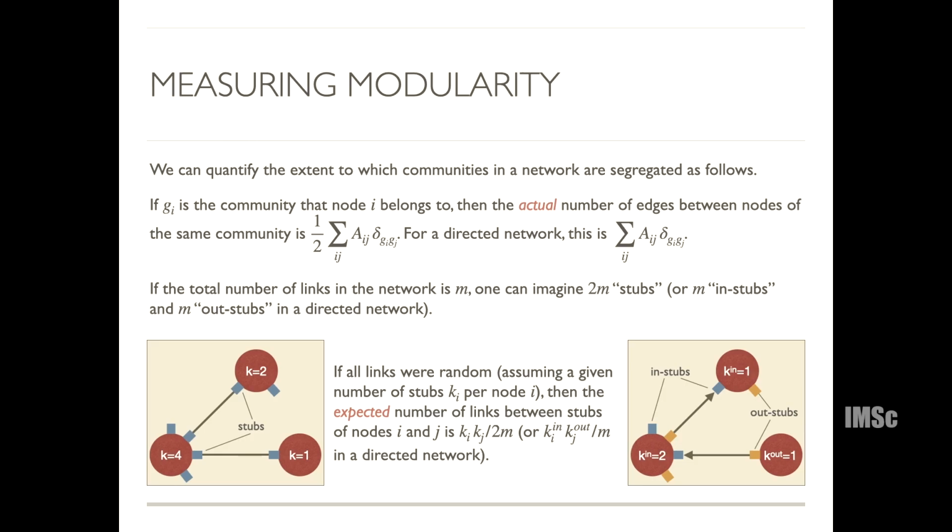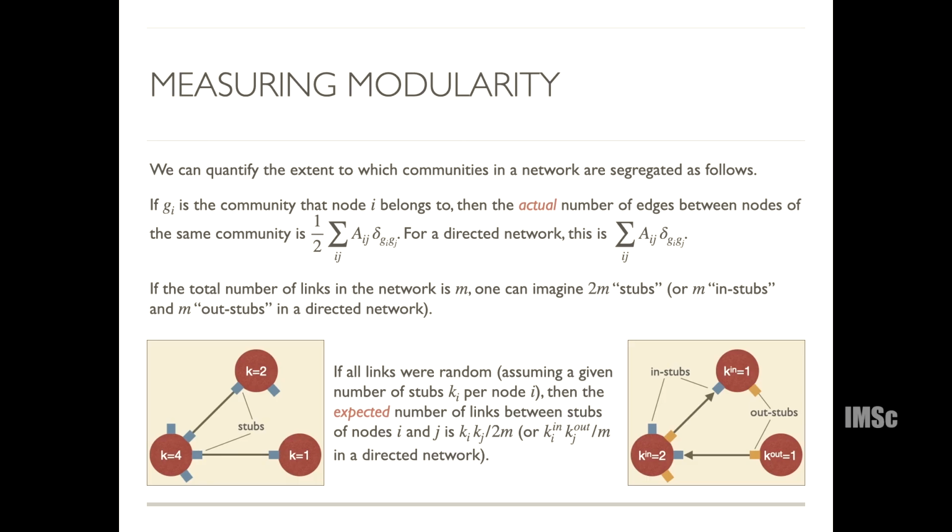This is very straightforward. Next, suppose the total number of links in the network is m. I'm just going to count them, it's going to be m, and then I can imagine 2m stubs. Stubs are basically just the two ends of the link, and they connect the links together. Or for the case of a directed network, it can have some in stubs and some out stubs, so basically m in stubs and m out stubs.